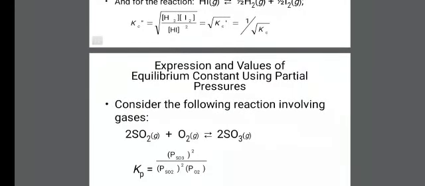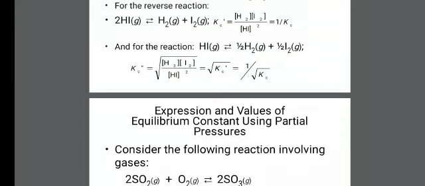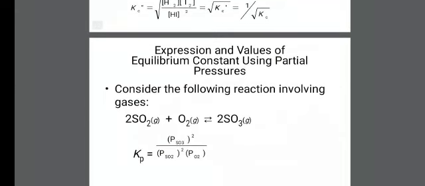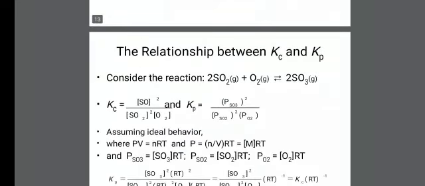Expression and value of the equilibrium constant using partial pressure. In the above example, the equilibrium constant is in terms of concentration. Now in this example, the equilibrium constant is in terms of partial pressure. This is the equation and this is the equilibrium constant at constant pressure. Then we come to the relationship between Kc and Kp. Kc is the equilibrium constant at constant concentration. Kp is the equilibrium constant at constant pressure.